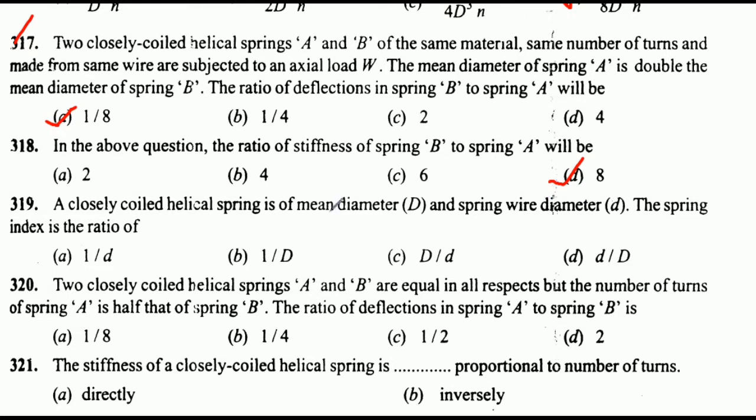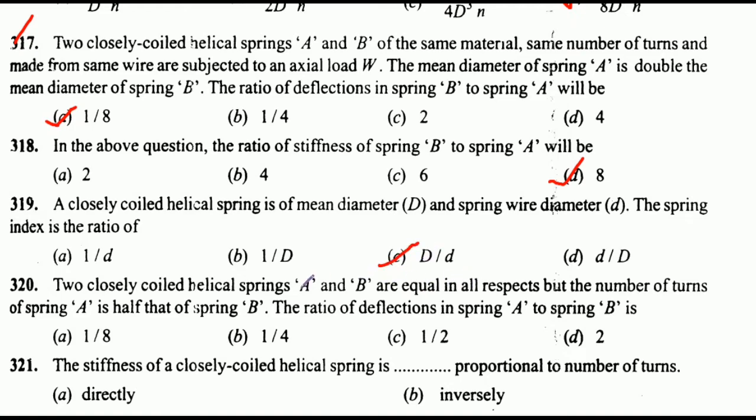Next is a closely coiled helical spring of mean diameter D and spring wire diameter d. The spring index is the ratio of. Here friends, these are the options, and the correct answer is option C, that is capital D upon small d.